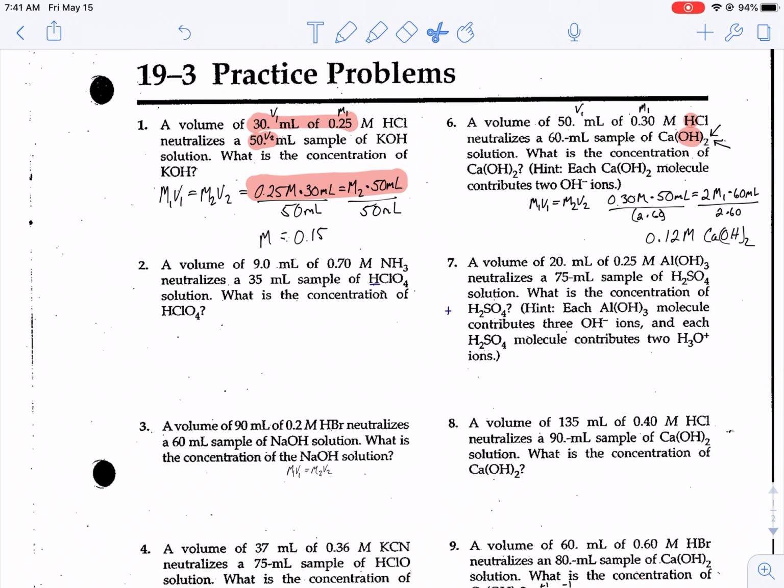Good morning, everyone. I want to go over a few of the problems on this worksheet. A couple of them were giving you some trouble.